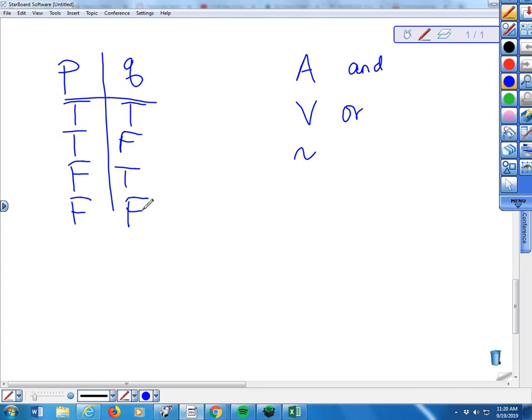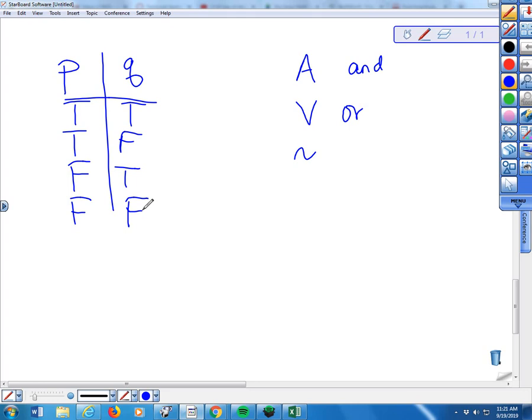So if it was continued, would it be TTFF, TTFF? Well, it won't be continued. Those are the only combinations you could have with two variables. One could be true, the other could be true. One could be true, the other could be false. One could be false, the other could be true. They both could be false. So every time you're doing P and Q and all that stuff, yep, that's what it needs to show.